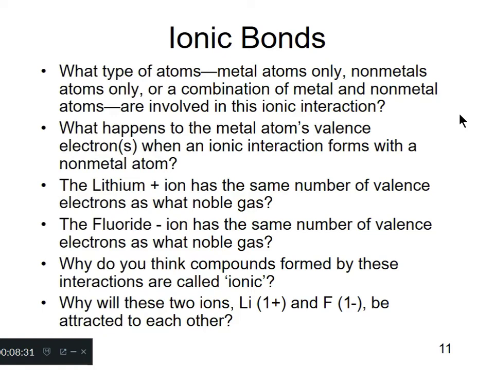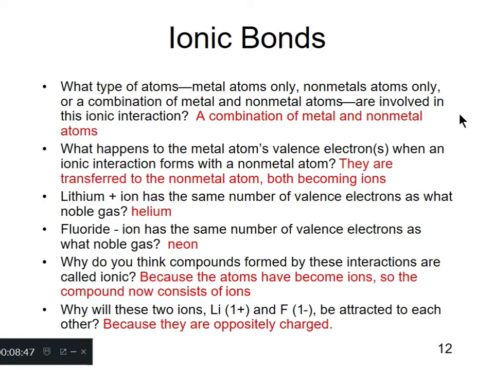And why do you think the compounds formed by these interactions are called ionic? And why will these 2 ions, lithium +1 and fluorine -1, be attracted to each other? So take a second, see if you can answer those on your own. Okay, so as we stated, and hopefully you go back, and if not, rewind and look at those pictures again, these are happening between metal and nonmetal atoms.